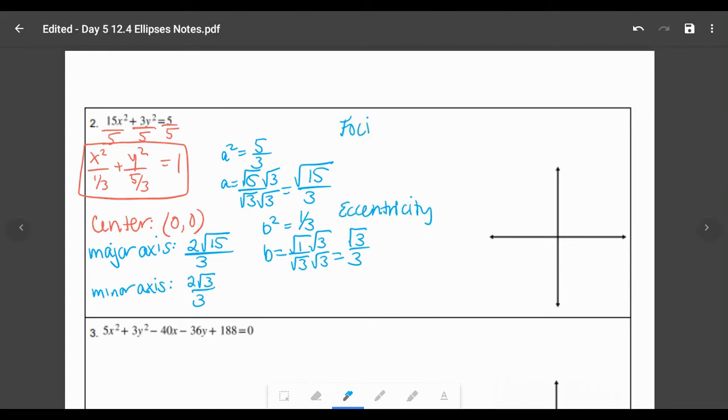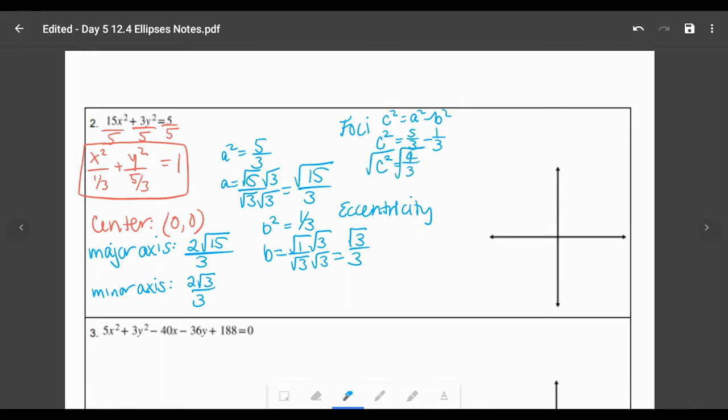All right, so the foci, remember that's going to be c squared equals a squared minus b squared. And a squared is equal to 5/3 minus 1/3. And that's a good reminder that since you're subtracting, the larger number goes first. You're always going to get a positive number. If you subtract and get a negative number, then you know you have something mixed up because the negative cannot be equal to a c squared. All right, so first c squared should be equal to 4/3.